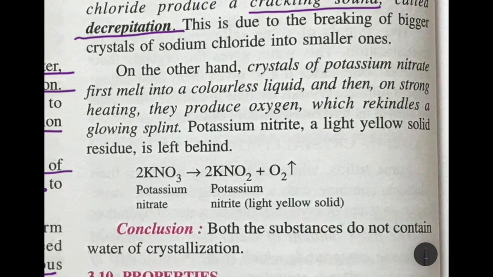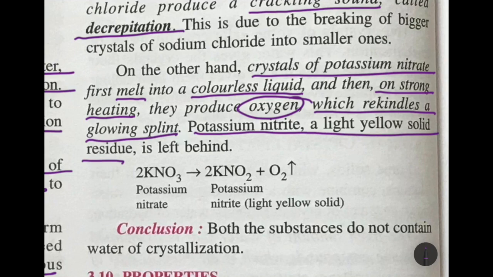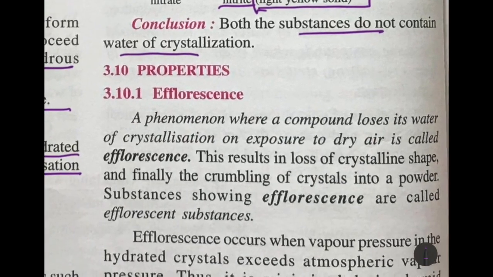But when you see the crystals of potassium nitrate, you'll see that it will first melt into a colorless liquid, and then when you keep on heating it strongly, they produce oxygen. The test for oxygen, children, is that it rekindles a glowing splinter. Okay, I think I already mentioned what a glowing splinter is. Now potassium nitrite, which is a light yellow solid residue, is left behind. So potassium nitrite is light yellow in color. The colors I told you are very, very important. So as you can see here, both the substances do not have water of crystallization.